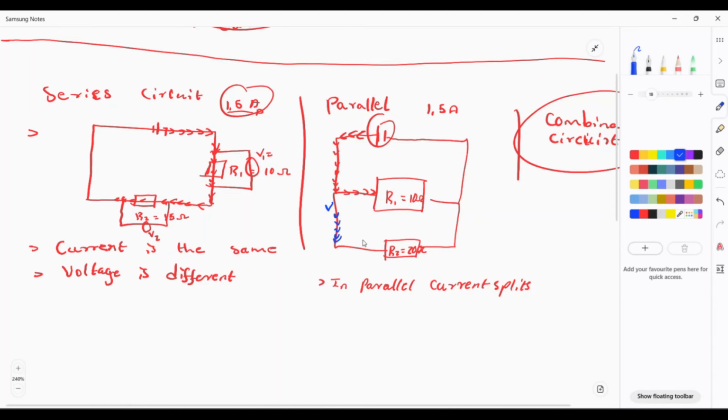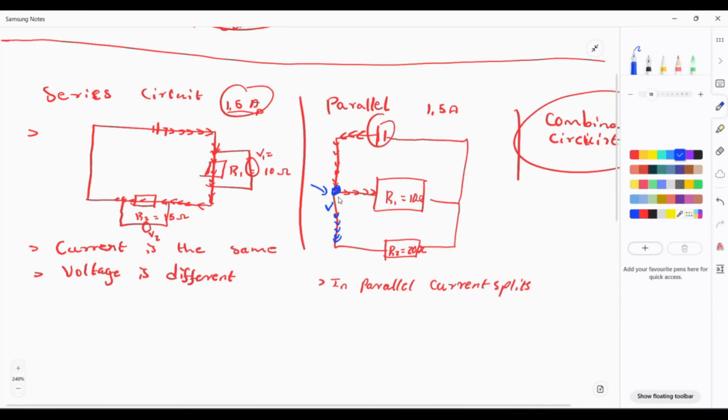When the current arrives at this point, it detects the amount of resistance. Okay, R1 is 10 ohms, R2 is 20 ohms. When there is a higher resistance, we can't move smoothly. It's going to be difficult to move because the resistance is very high. But when the resistance is very low, it will be simple for us to pass because there is less stopping us from moving.